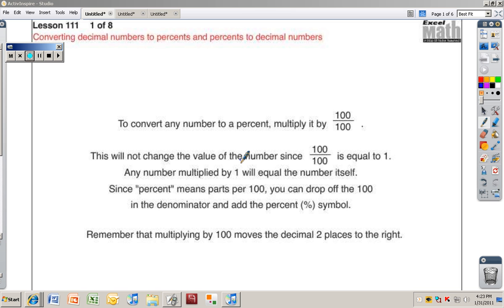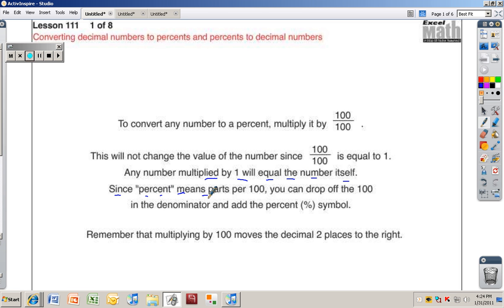Sixth grade Excel, lesson 111, converting decimal numbers to percents and percents to decimal numbers. To convert any number to a percent, multiply it by 100 over 100. This will not change the value of the number since 100 over 100 is equal to 1. If you multiply something by 1, you get itself. So multiplying by 100 over 100 is just multiplying by 1. Any number multiplied by 1 will equal the number itself.